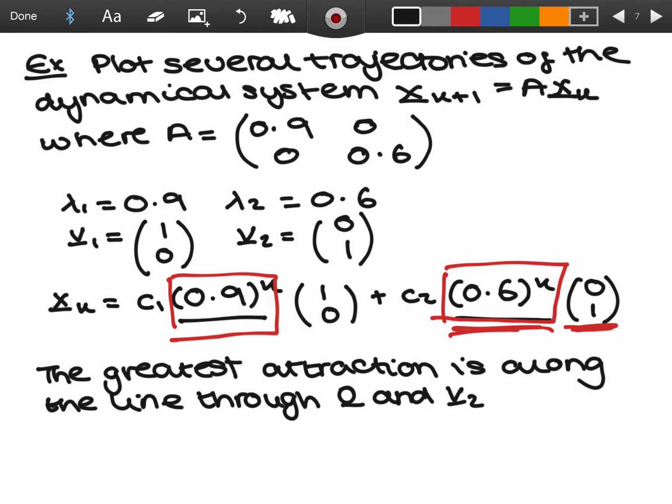Okay, so whenever you get this situation where you have two eigenvalues, both of which have magnitude less than 1, you know you're going towards 0. You know that your solutions are going to go to 0. You then have to look for the eigenvalue of smallest magnitude. That is the term that's going to go to 0 fastest. So the way that you get to 0 the fastest is by going along that line that goes through the origin and the eigenvector that is associated with that eigenvalue.